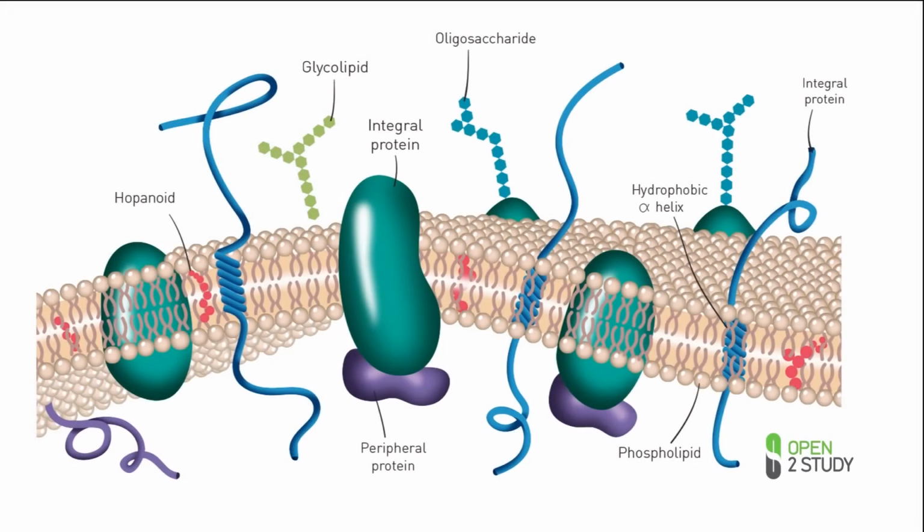The next type of protein is the peripheral proteins. These are loosely connected to the membrane and can be easily removed. They are soluble in aqueous solutions and make up about 20 to 30% of total membrane protein.